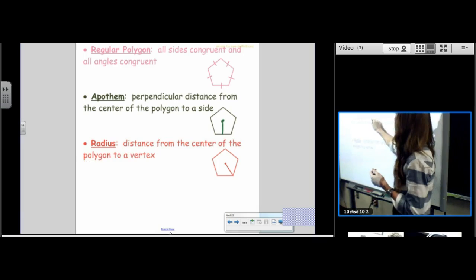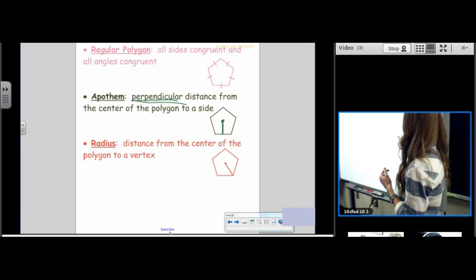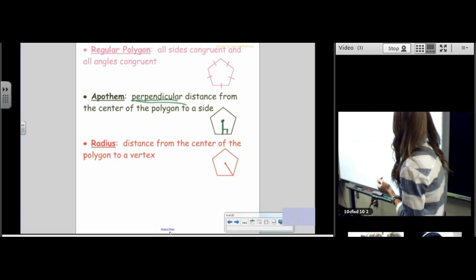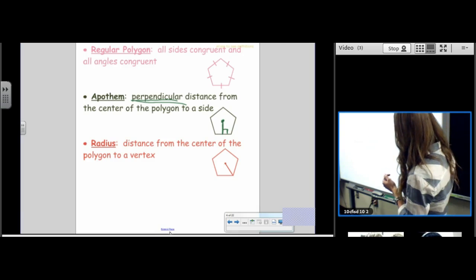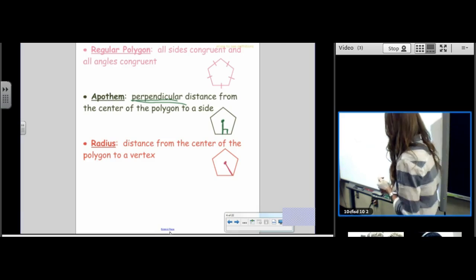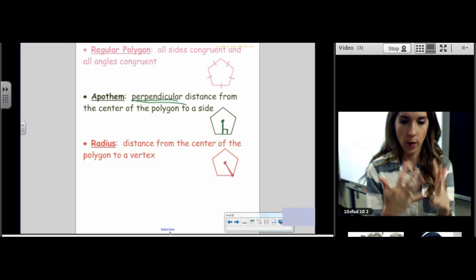I'm going to go back up to my apothem one. It's the perpendicular distance, so I am going to add a 90 so that we know that that's 90. So we start at the center of the polygon and we go to a vertex, and that is the radius.